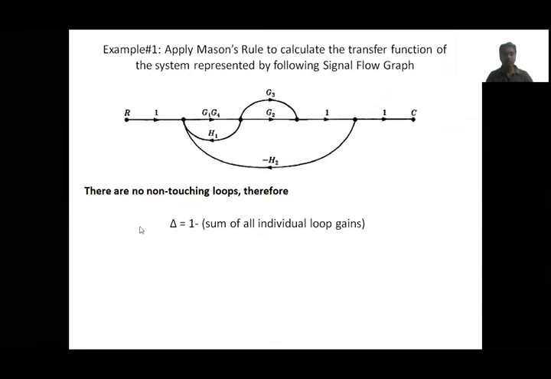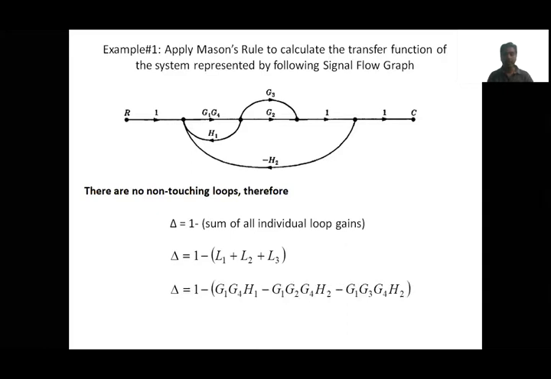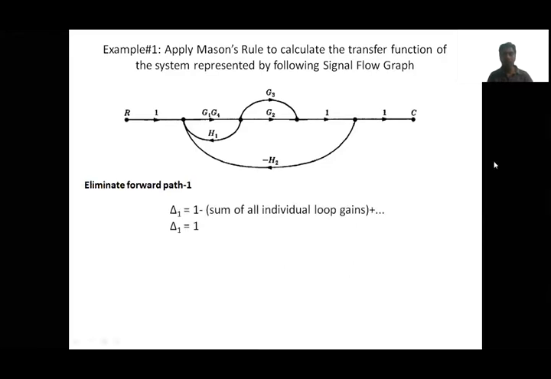So the formula simplifies: delta is equal to 1 minus the sum of the individual loops. If there are non-touching loops, what should we do? We should add the sum of the non-touching loop gains. But here there is no non-touching loop, so the third term is not there. Simply delta is equal to 1 minus the sum of individual loops, L1, L2, L3. Therefore delta, after substituting L1, L2, L3, we will get like this. You can simplify this also.